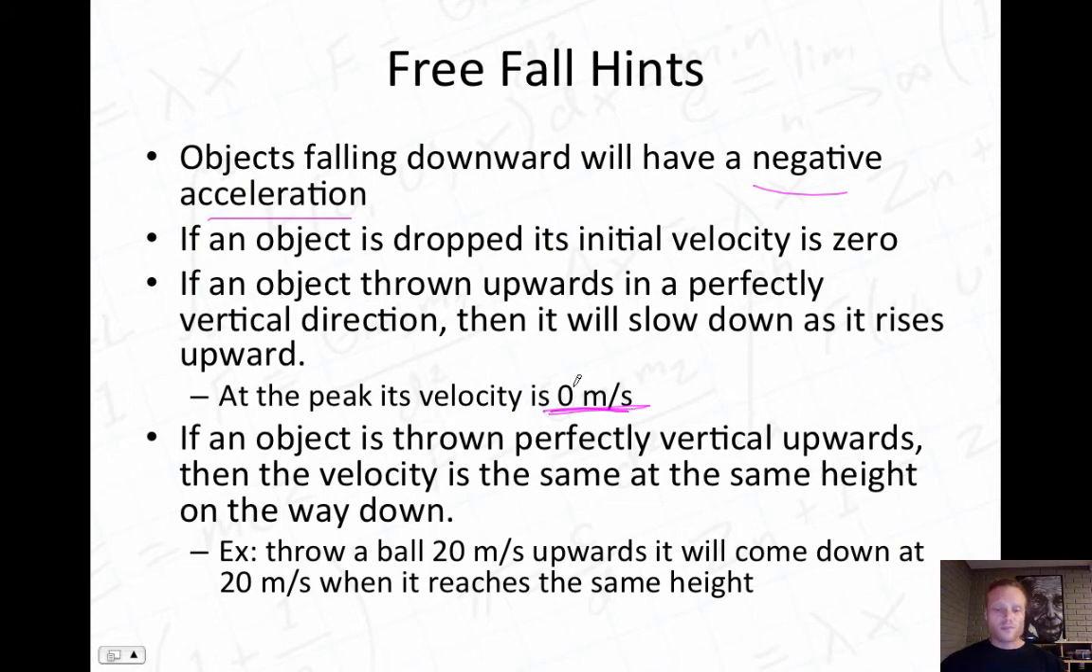If an object is thrown perfectly vertically upwards, then the velocity is the same at the same height on the way down. That sounds really confusing, but this example might help. If you throw a ball upwards at 20 meters per second, it will come down at 20 meters per second once it reaches the height of your arm, or whatever it was that threw it. So if I launch a cannonball up at 100 meters per second, when that cannonball passes me going down, it will be going down at 100 meters per second. There's some symmetry to these free fall problems. Those are some hints to keep in mind as you're solving problems.